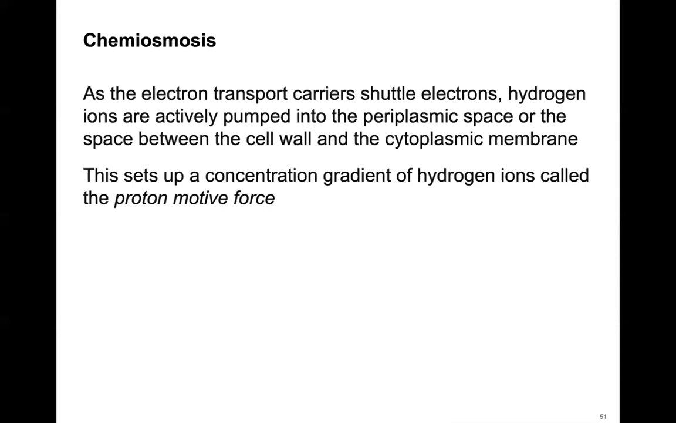Depending on whether the bacterium is gram-positive or gram-negative, this process sets up a concentration gradient of hydrogen ions called proton motive force. The proton motive force consists of differences in charge between the outside of the membrane, positive, and the inside of the membrane, negative.